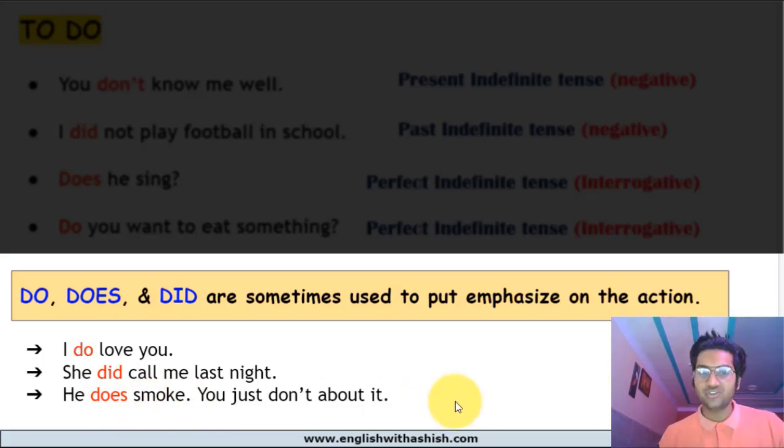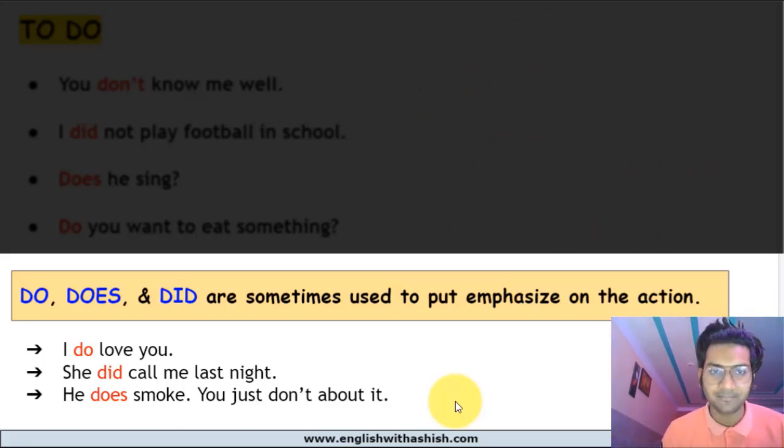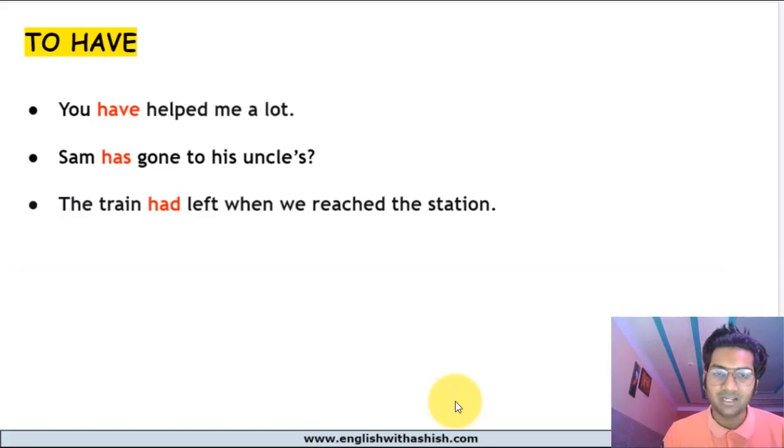So we use do, does, and did in affirmative sentences to focus on what we're saying. When the person is not believing us, we use these auxiliaries to emphasize our message. Okay. Now to have.